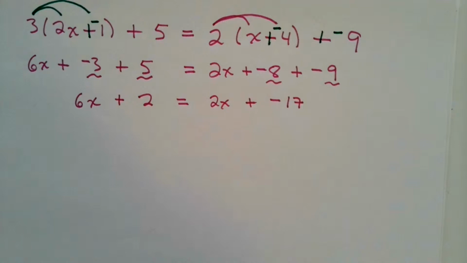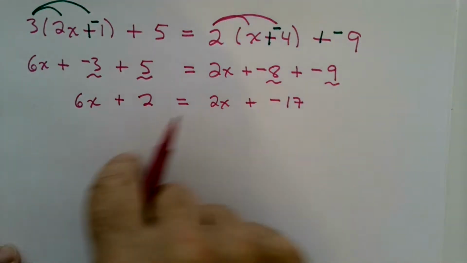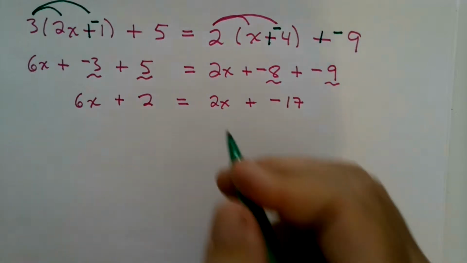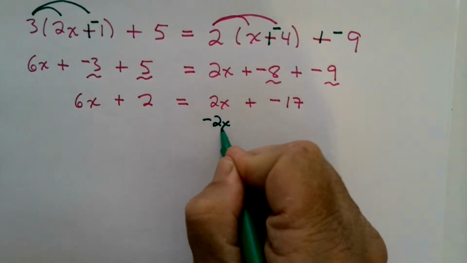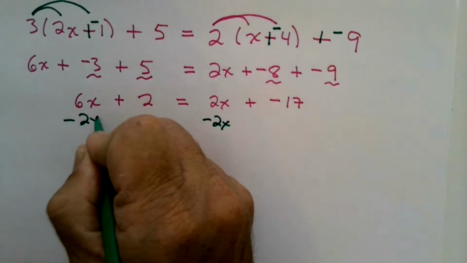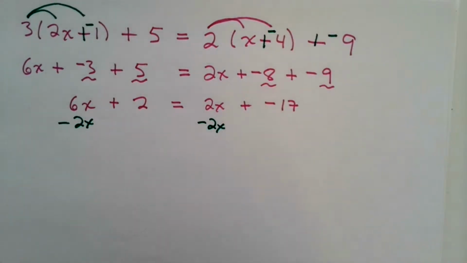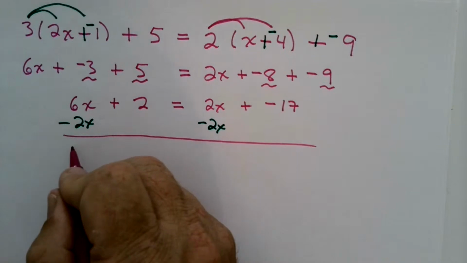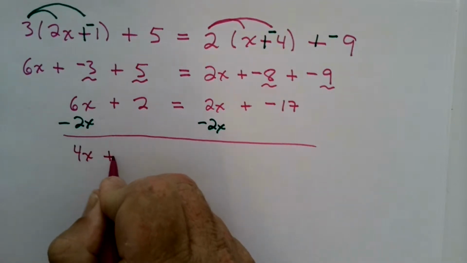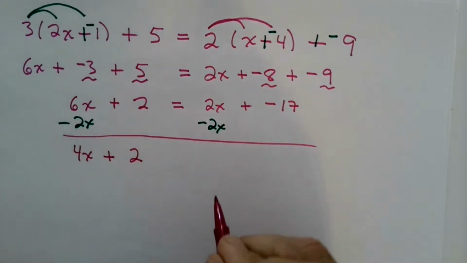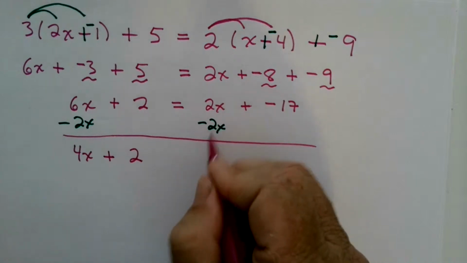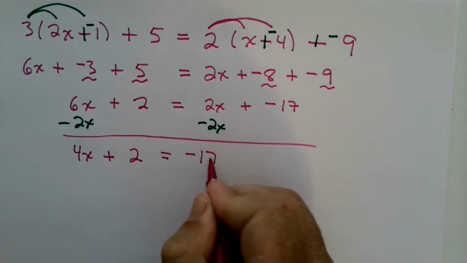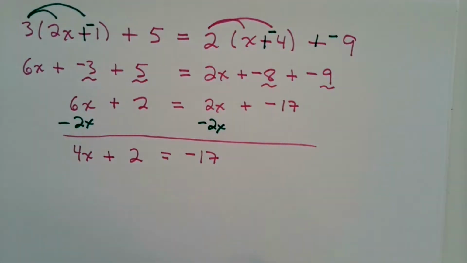Now we've got to solve the equation. We have variables on both sides. Let's go ahead and get all of the x's on the left side. I will do that by subtracting 2x from both sides. Subtracting 2x here. And then what do we get? 6x minus 2x is 4x plus 2. Over on the right side, 2x plus negative 2x is 0, plus negative 17 is negative 17.